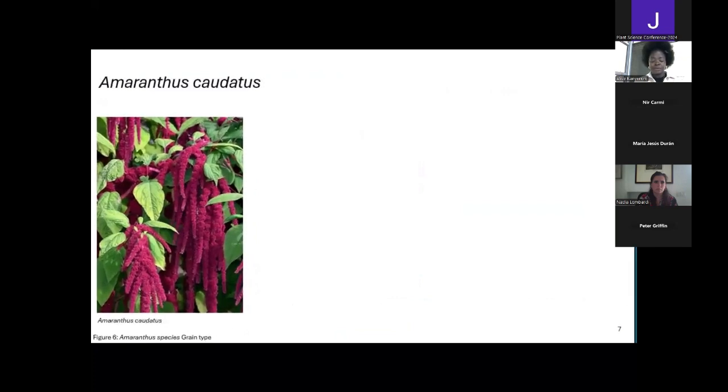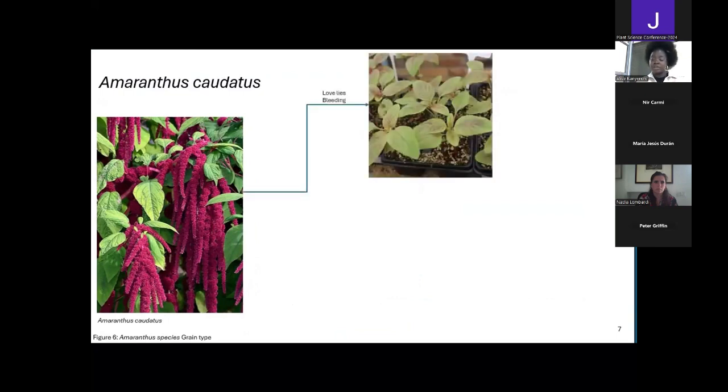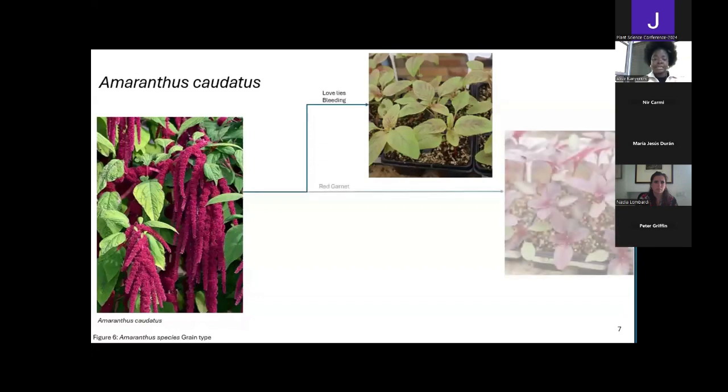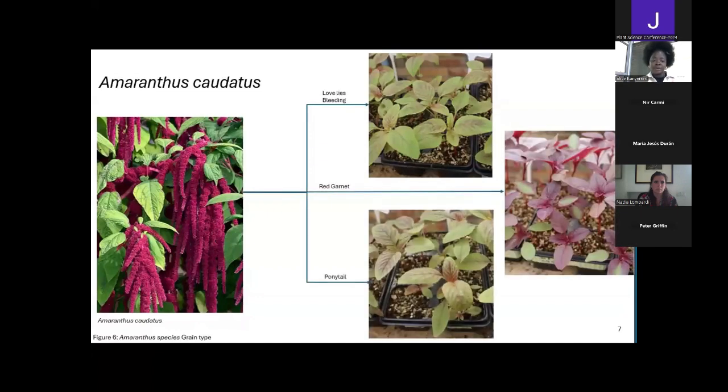I will be solely focusing on Amaranthus caudatus because this is one of the few species that is said to be drought tolerant. However, the mechanisms it uses in the plant systems to induce this drought tolerance are not completely researched. So I'll be looking at the 3 genotypes of Amaranthus caudatus, namely love lies bleeding, red garnet, as well as ponytail.